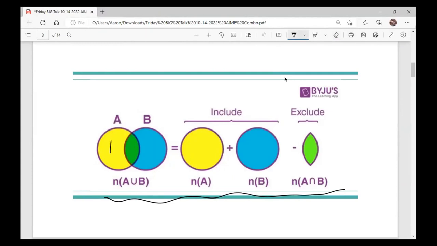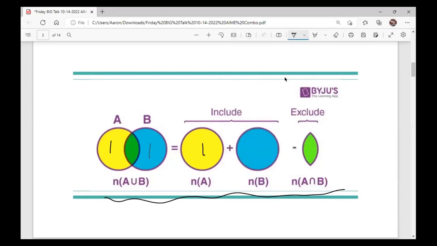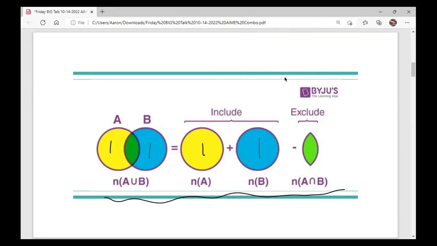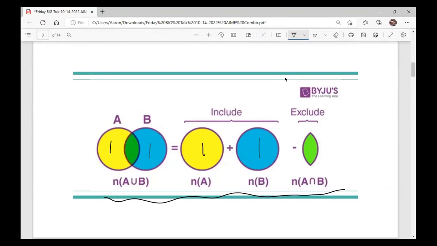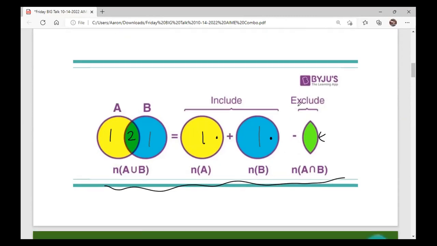let's say that something's only in yellow, then it's counted once in here. And if something's only in blue, then it's counted once here. But if something is here in green, then it's being counted twice, once in here and once in here. So then you have to subtract that one for the middle area to also be counted exactly one time. And of course, this pattern can continue on. But for most intents and purposes, this is about sufficient.